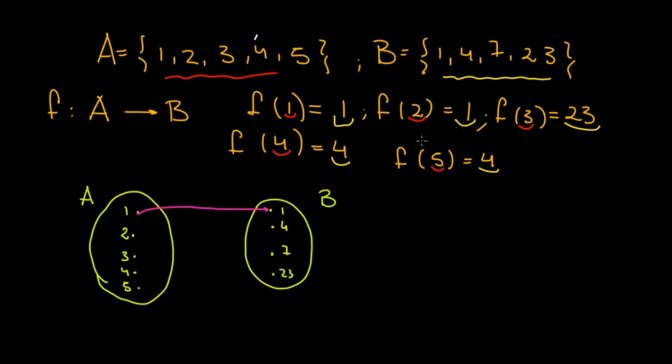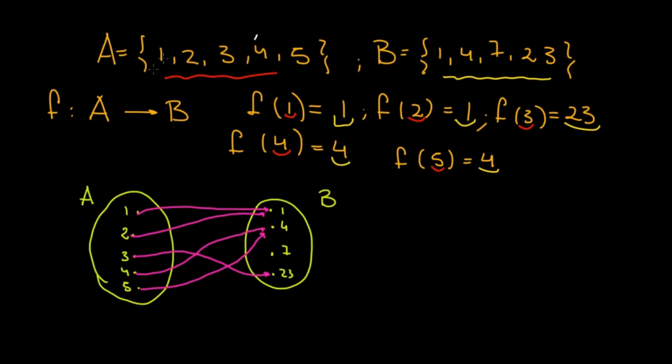Now f of 2 equals 1, so 2 goes there. f of 3 equals 23. f of 4 equals 4. And f of 5 equals 4.